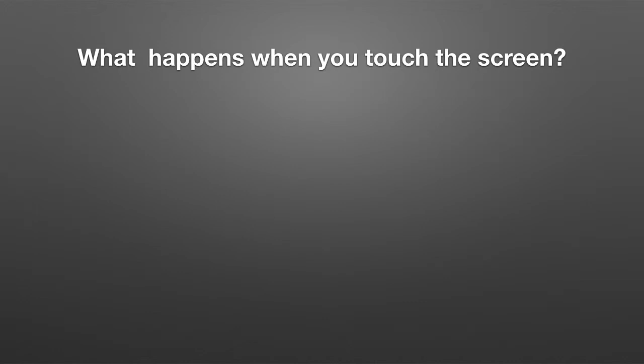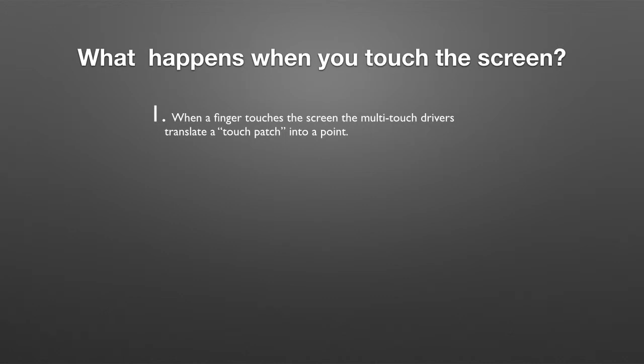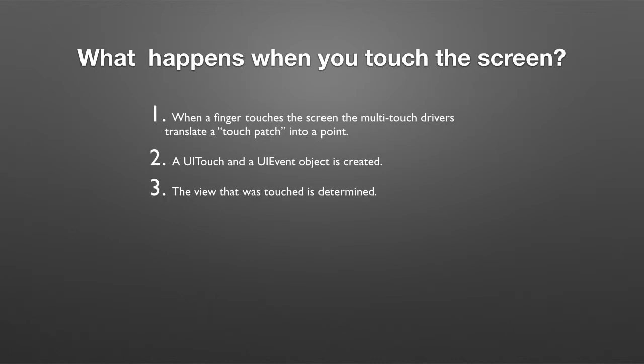Now, what actually happens when you touch the screen? Okay, there's a multi-step process. To begin with, when a finger touches the screen, the multi-touch drivers, the low-level software, translates a touch patch, in other words, an area. It finds the center of the touch, because the finger has interesting geometry. It translates that into a point. A single point on the screen. A UITouch and UIEvent object is created. Well, it's no surprise there. We need these low-level objects.